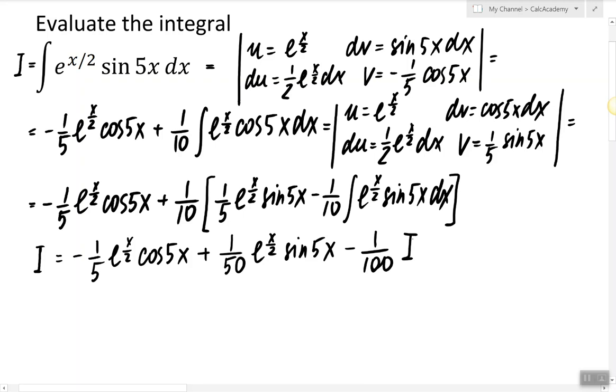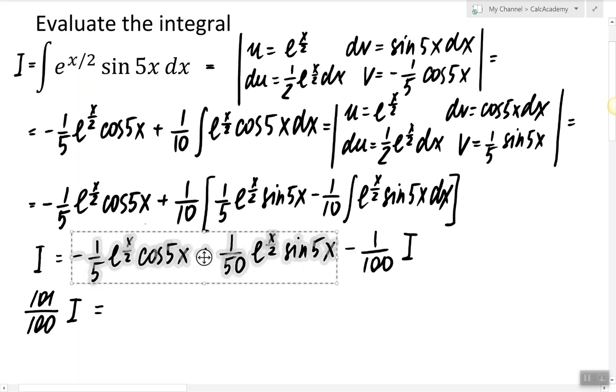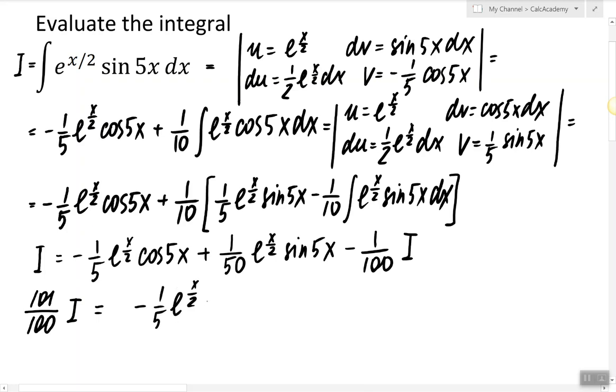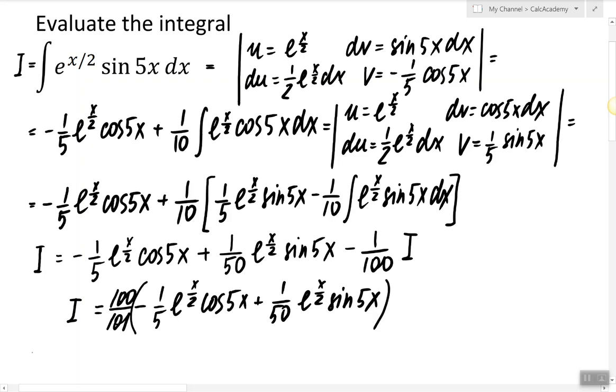Now we can add 1/100 I to both sides, so we have 101 I over 100 on the left hand side equals this. So I'll just copy it. And now the last thing to do is to multiply both sides by 100 over 101 to isolate I. So I'm just going to do it like this. And remove this. So at the end we add plus c, and this is our final answer.